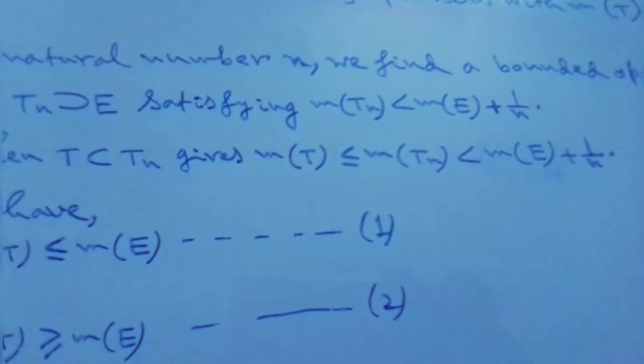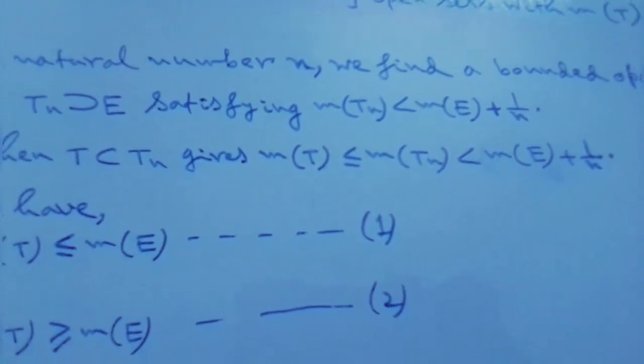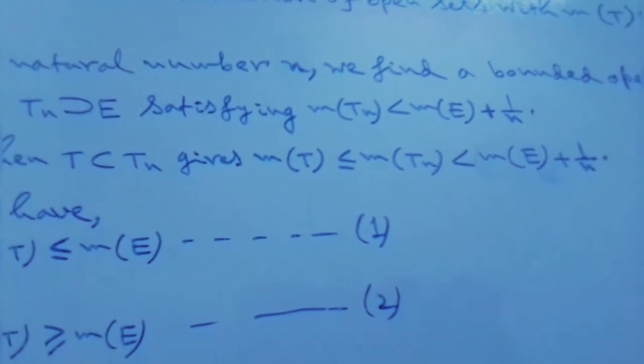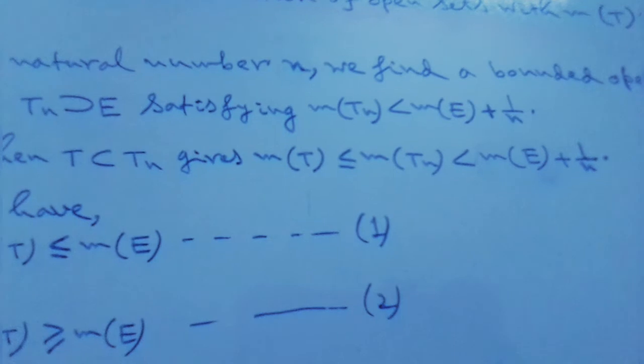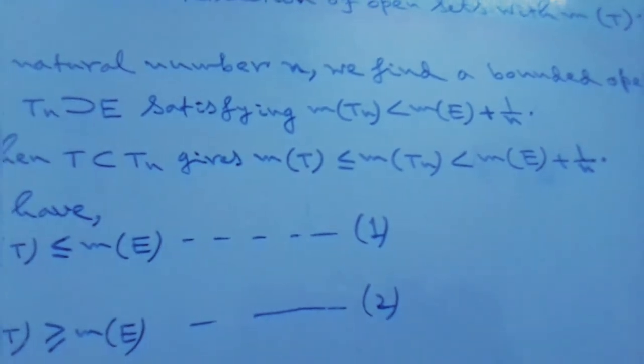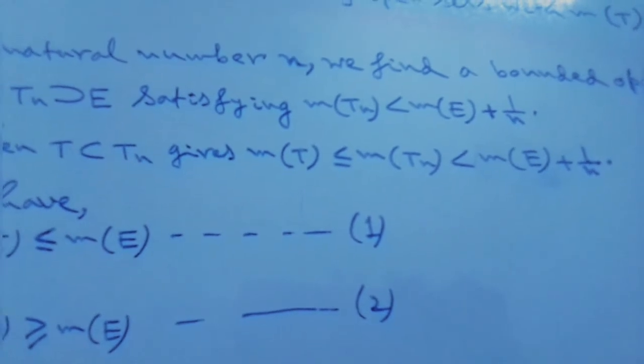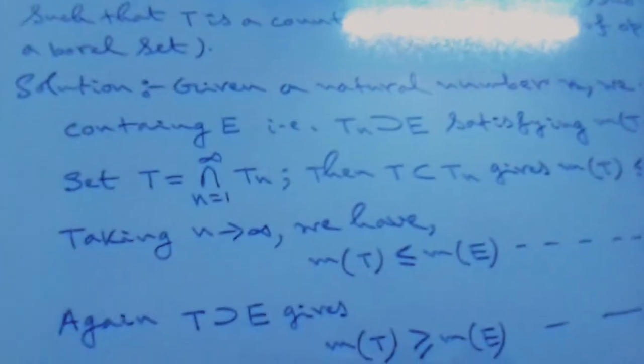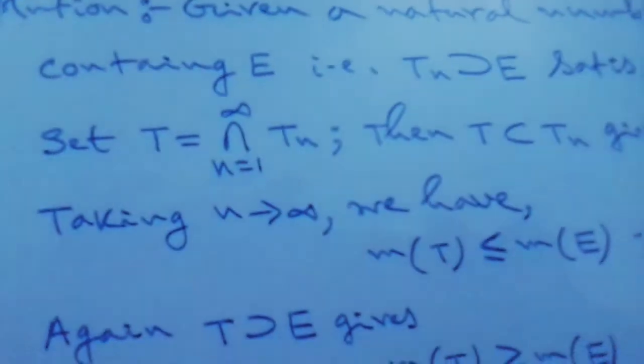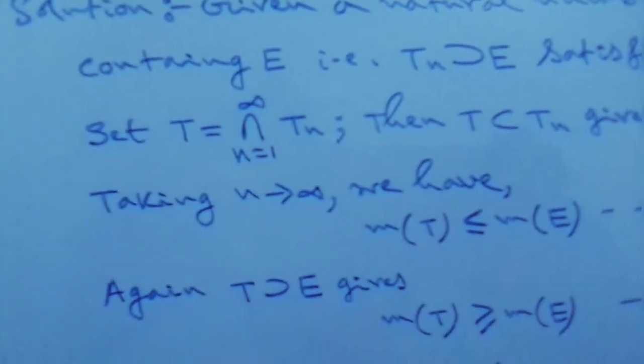This is a property of limiting cases in real analysis, especially the infimum and supremum properties we are using as per our definition criteria. So measure of Tn is less than measure of E plus 1 by n. And now we set T as a Borel set. What is the nature of T? T is a countable intersection of open sets.